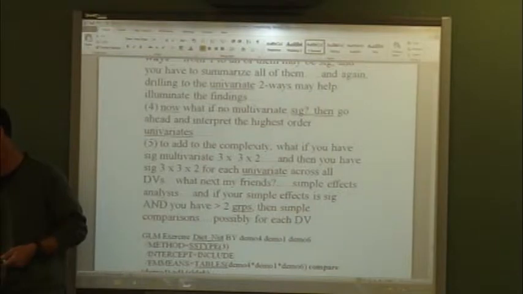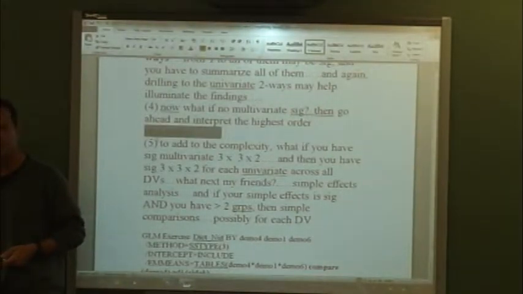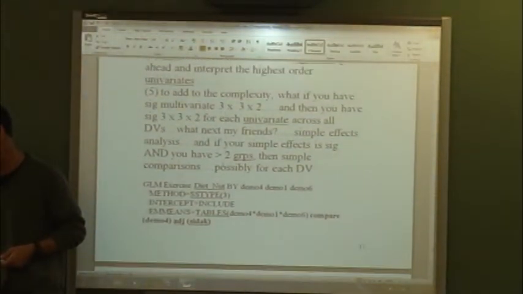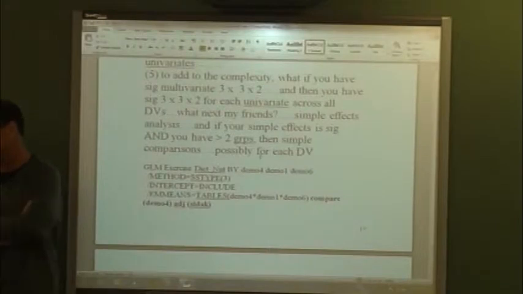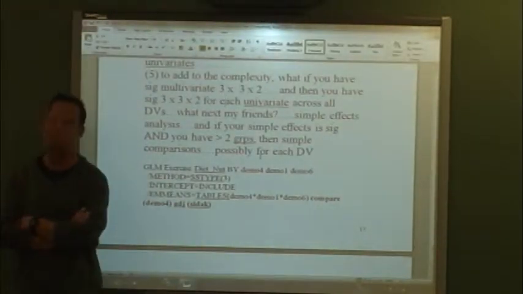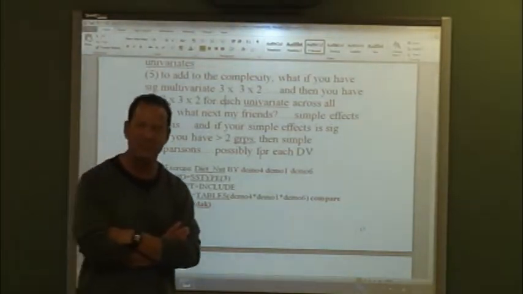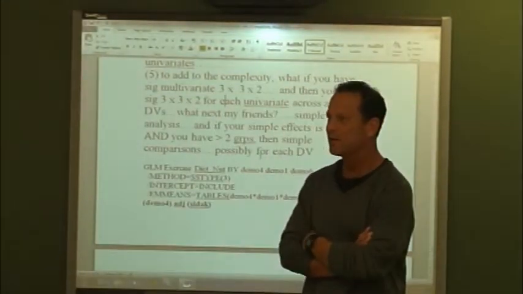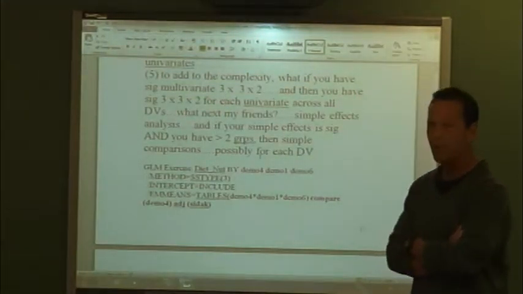Now, what if no multivariate significance? We go ahead and interpret the highest order univariate. Now, to add to the complexity, what if you have a significant 3x3x2, and you have significance for each univariate across all DVs? What next? Simple effects. And what if your simple effects are significant and you have greater than 2 groups? Then simple comparisons. Do you see how complex it potentially gets when you have these factorial MANOVAs?